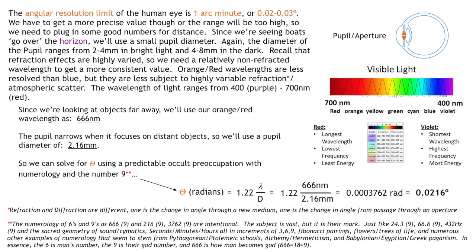In essence, the 6 is man's number, the 9 is their God number, and the 666 is how man becomes God, as 666 is equal to 18, which is equal to 9. I won't go into that too much at this point. Just know that the numbers that I chose were purposeful.